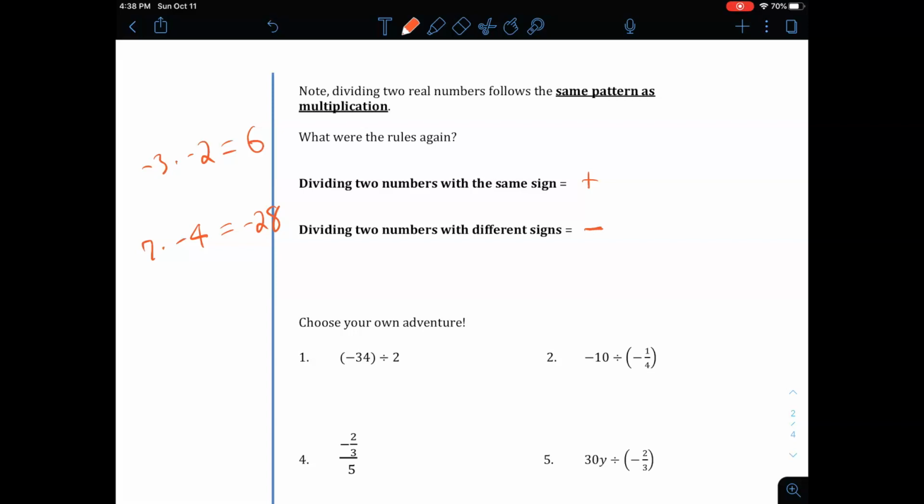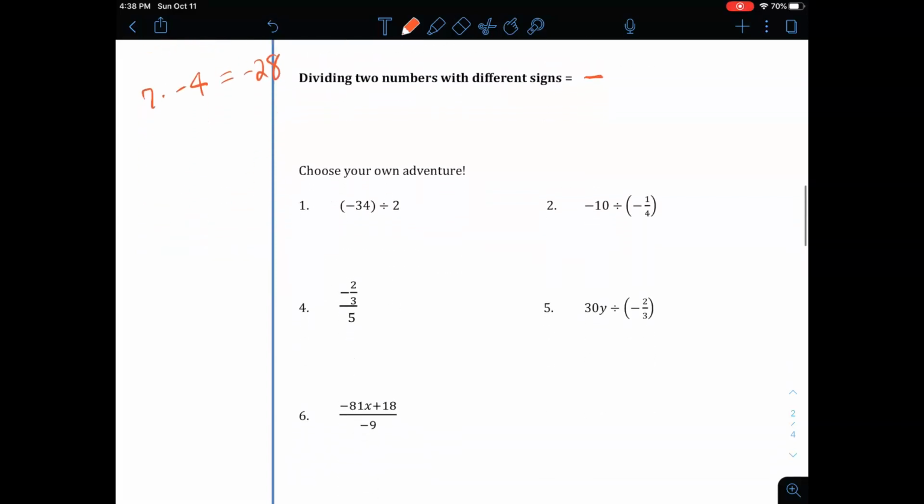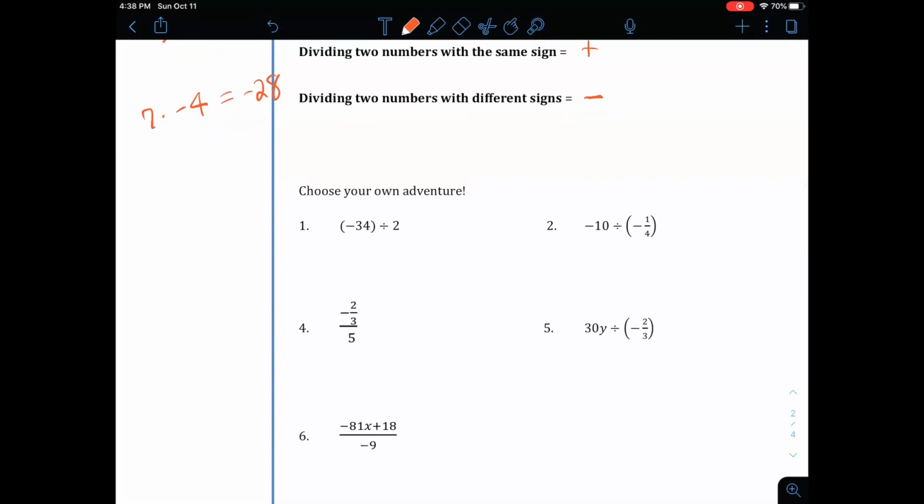Okay? All right. So it says choose your own adventure. Why don't you guys go ahead and give these a try. Just remember, if you have a weird thing like you're dividing by negative 1/4 or you're dividing negative 2/3 by 5, you can multiply by the reciprocal. You're going to flip it and multiply. It makes it easier to do. But try to just divide it if you can. Give them a try and then we'll see how we do. It's kind of hard stuff, but do your best.